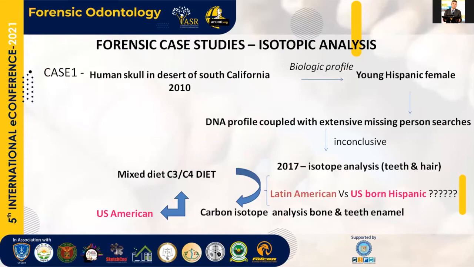They did carbon isotope analysis of bone and teeth enamel, which revealed the diet of that particular individual to be a mixed diet, that is a combination of C3 and C4 diet, which correlates more with the weather conditions or geographical environmental conditions of the US rather than Latin America. Further, their search did not stop at this level. They analyzed the hair samples, which reflect more recent life, and with further isotope analysis they narrowed the case down to the individual being a US American rather than Hispanic or from some other region of origin. So this is one case in which they used isotopic analysis.